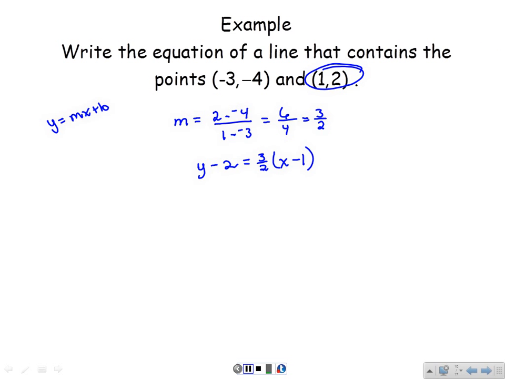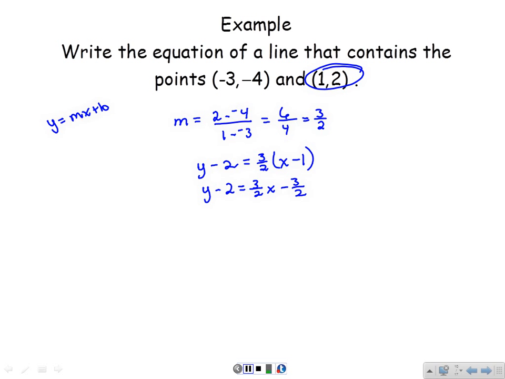One thing that you need to understand is when you pick a point, you have to use both the x and the y. You can't flip-flop on me. Alright, so we're going for slope-intercept form, so let's get rid of those parentheses. So we'll have y minus 2 is equal to 3 halves x minus 3 halves.